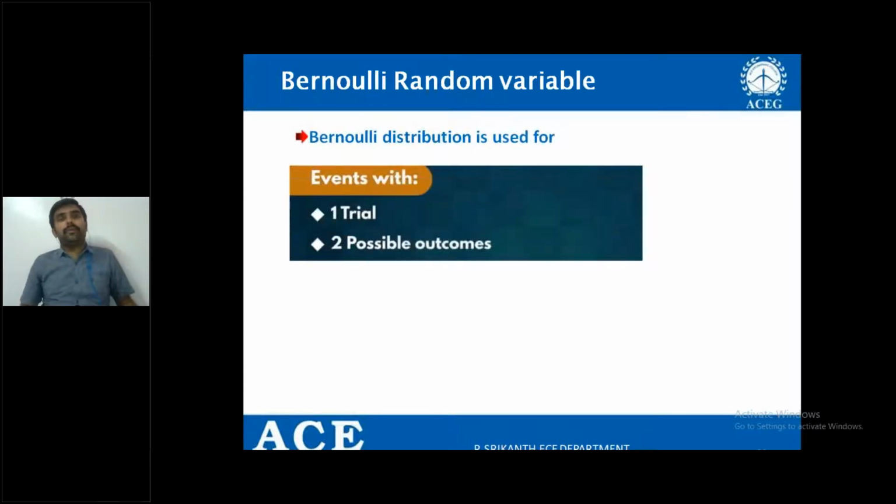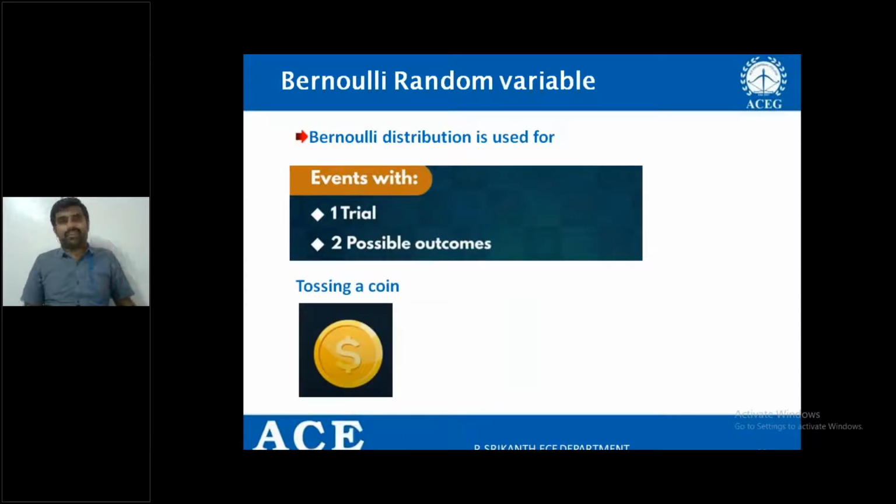Basically, the Bernoulli distribution is used for events with only one trial, that is one chance, and two possible outcomes. Only one trial with two possible outcomes. Best example is tossing a coin. That is, when you toss a coin once, you may get either head or tail. Only two possibilities.